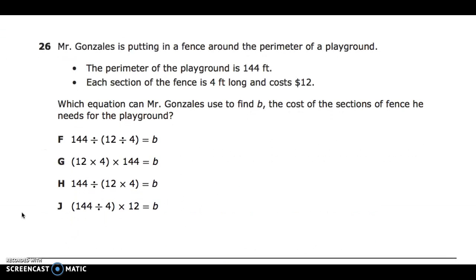Number 26. Mr. Gonzalez is putting in a fence around the perimeter of a playground. The perimeter of the playground is 144 feet. Each section of the fence is 4 feet long and costs $12. Which equation can Mr. Gonzalez use to find B, the cost of the sections of fence he needs for the playground?